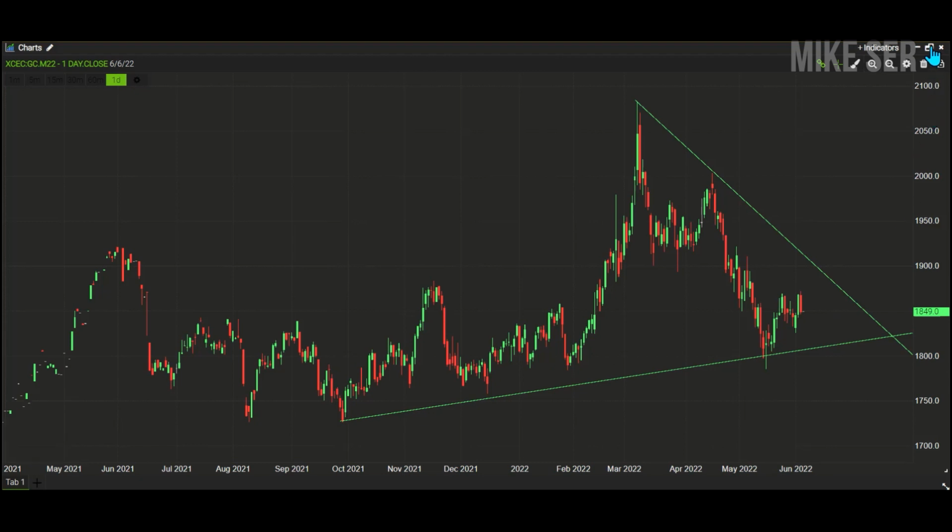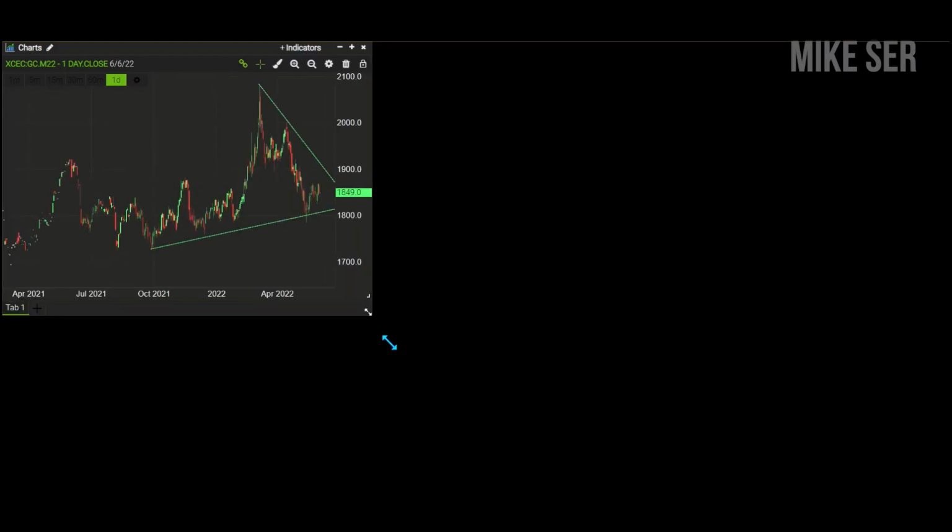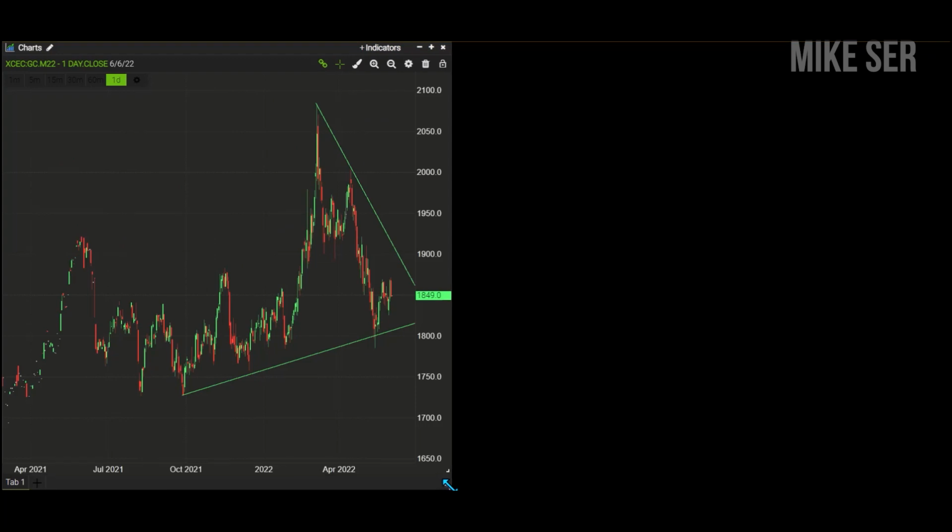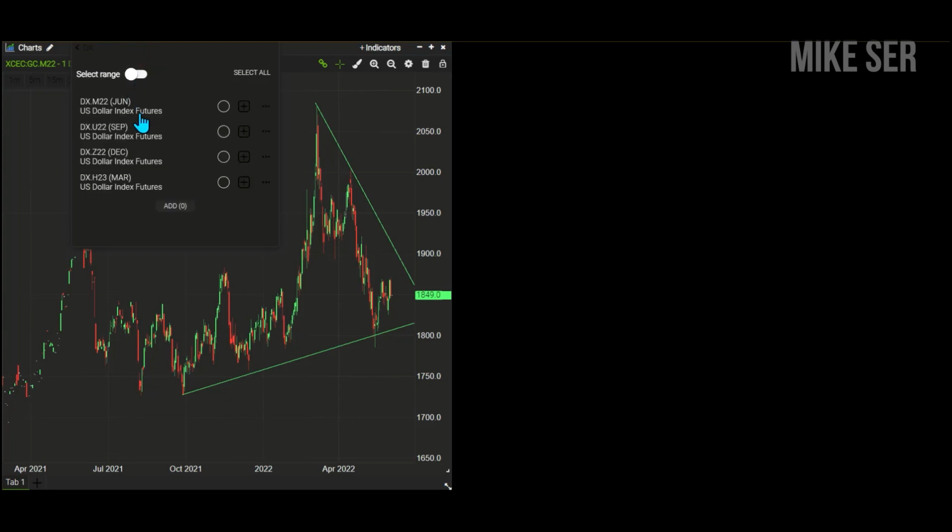Now, let's see if the relationship between gold and the US dollar is still intact. So let's add a chart of the US dollar. So the US dollar symbol is DX. This is the DXM22 June US dollar index futures contract. So let's add this one.